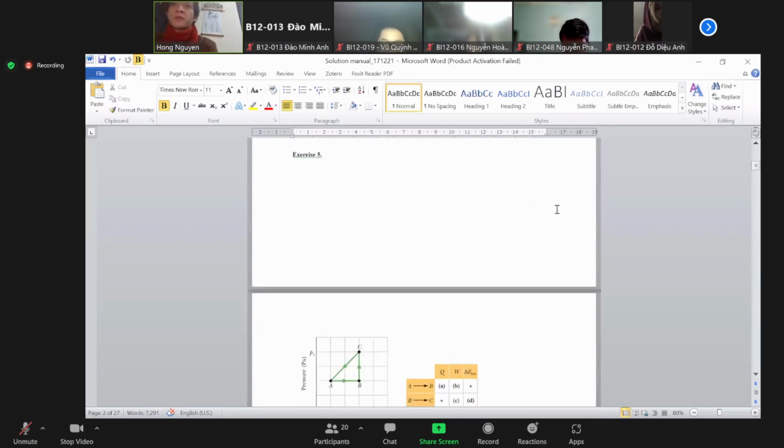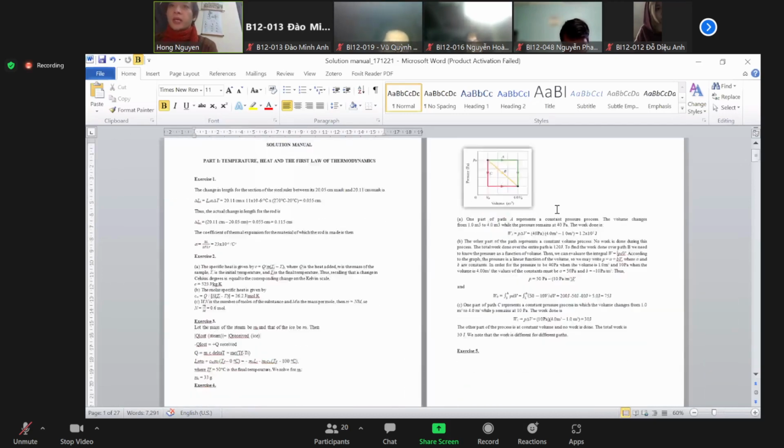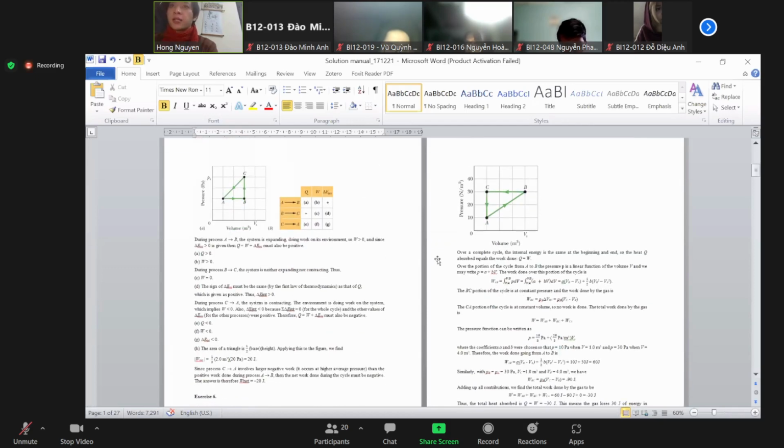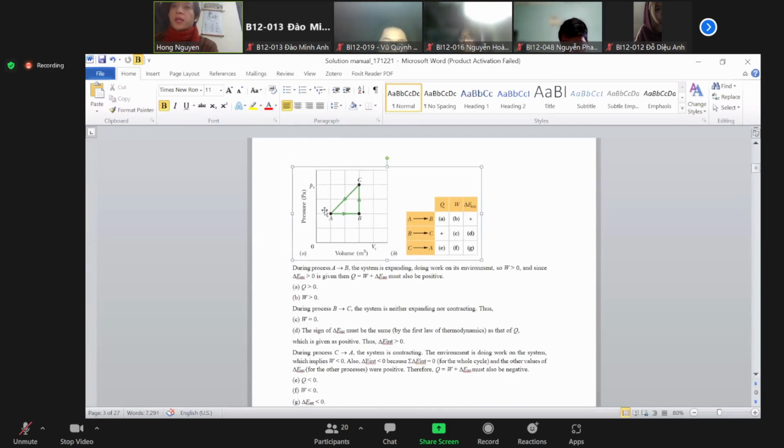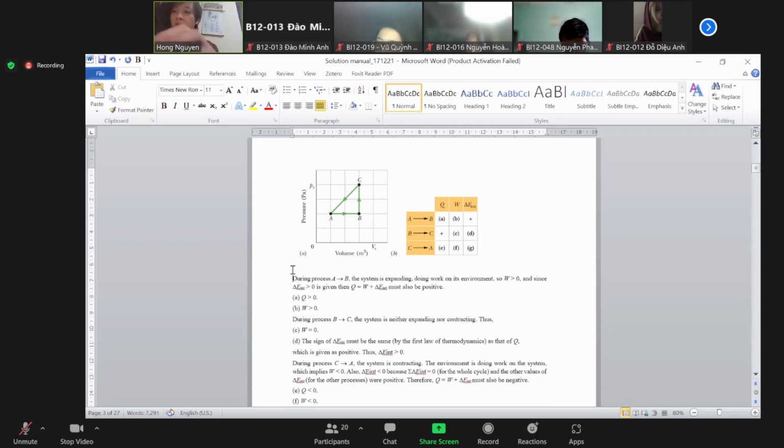Okay, for question 5, do you see the screen? We have this. Actually, this is a closed cycle. And for a closed cycle, please remember that the change in internal energy of the whole cycle equals 0. I will keep it here as a hint.